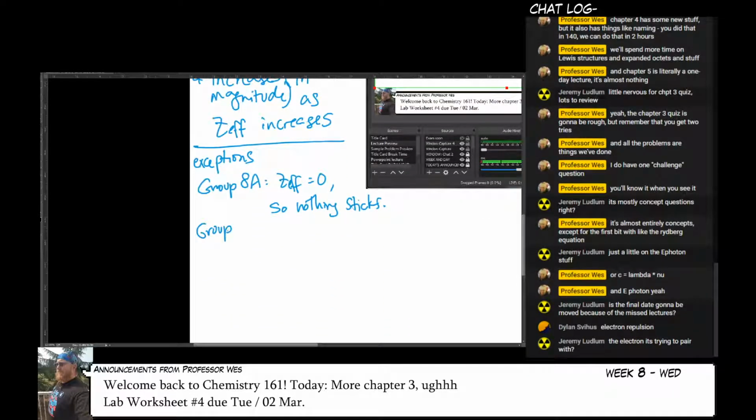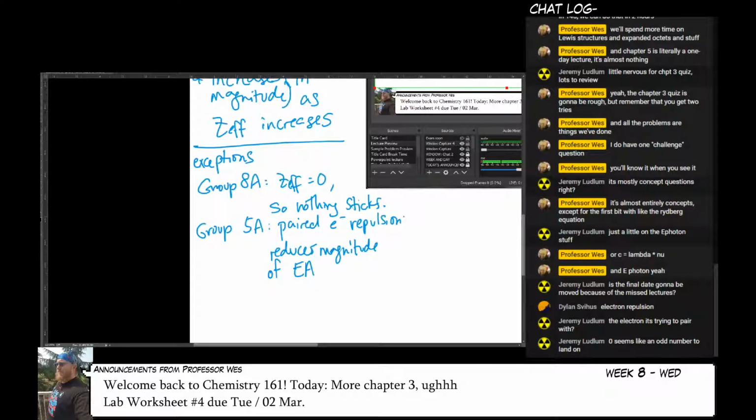So group 5A, paired electron reduces magnitude of electron affinity. And we'll say paired electron repulsion, because specifically it is, we are putting two electrons together, and that repulsion exactly equals the amount of energy that we would be gaining for nitrogen. And it is really weird that you land exactly on 0.